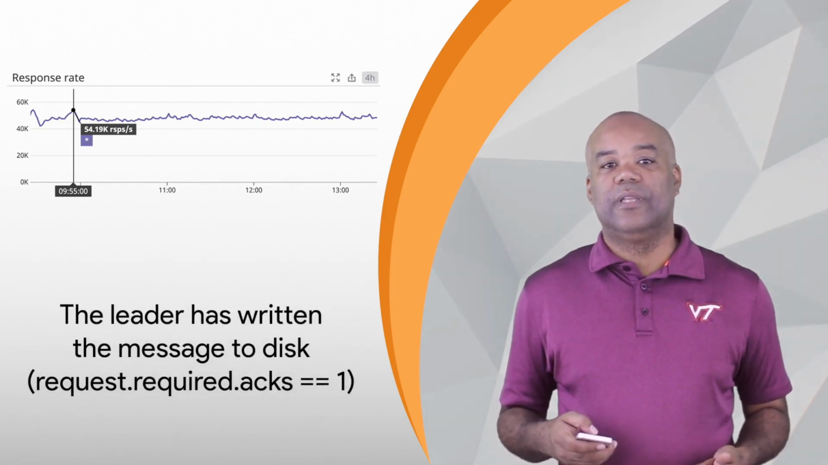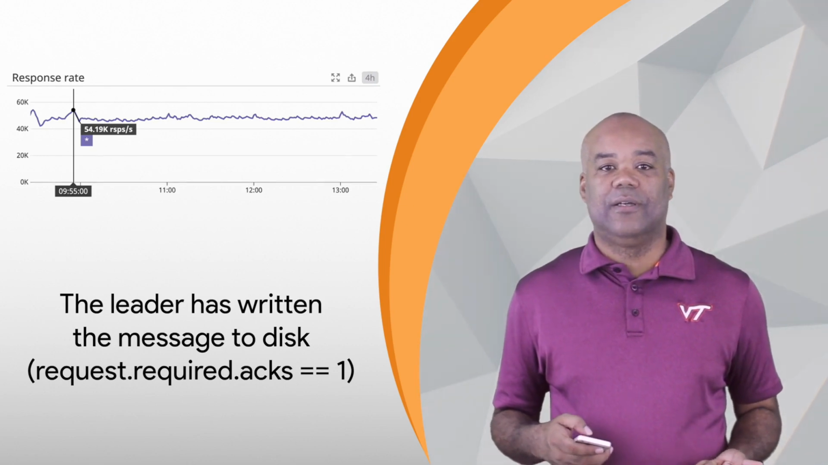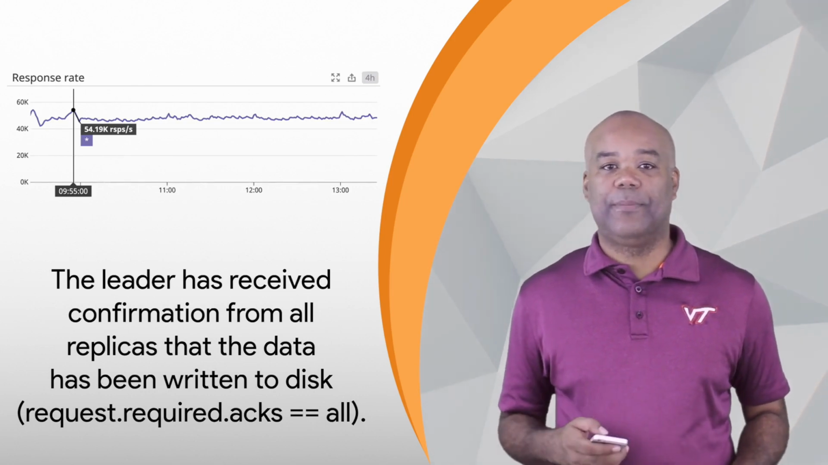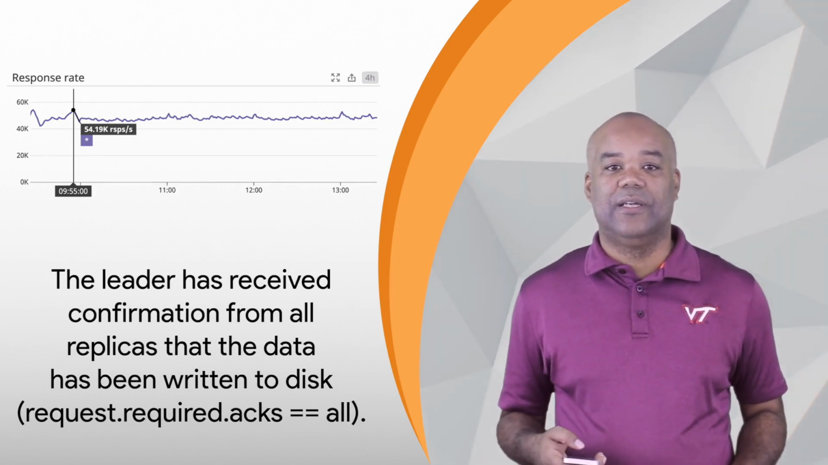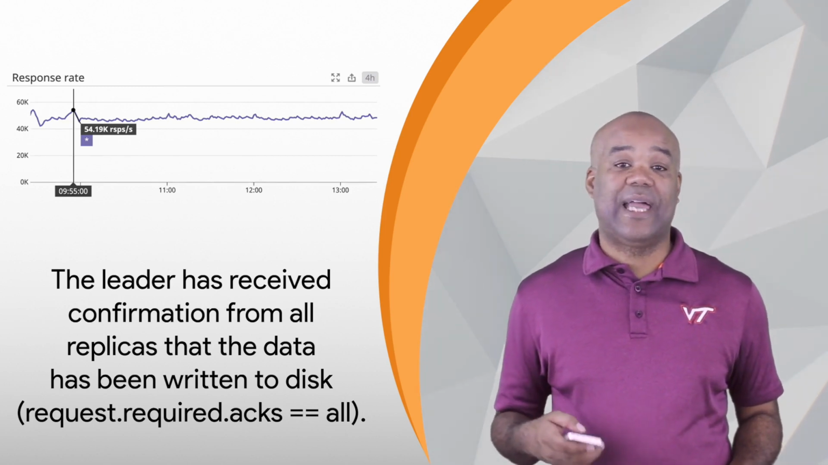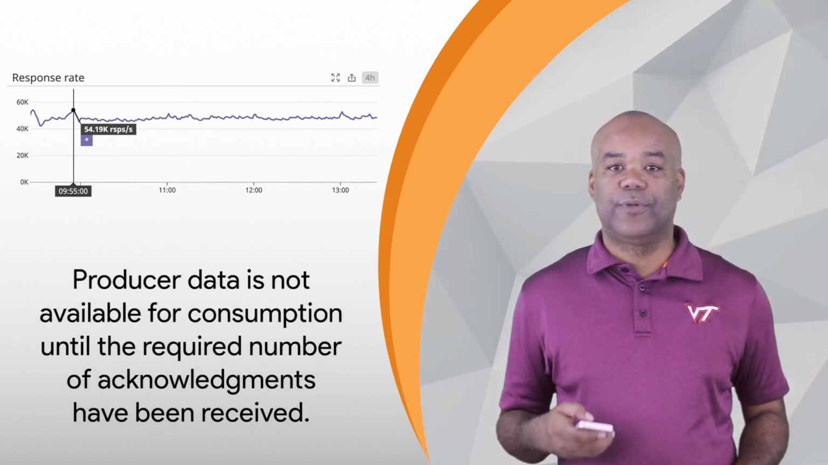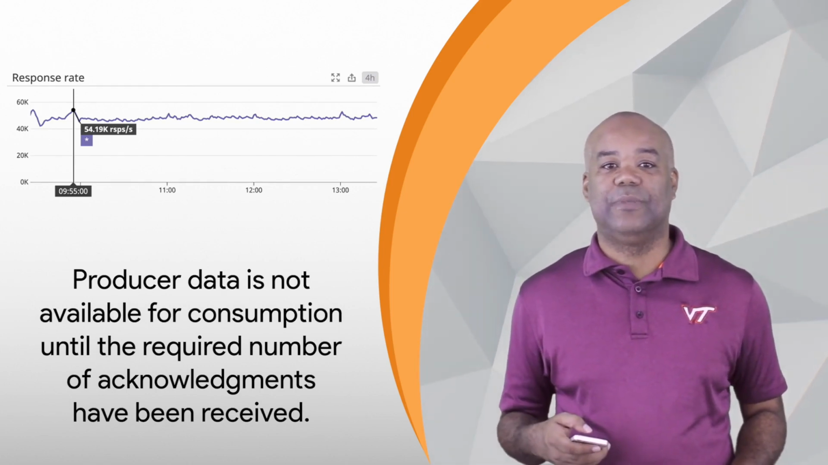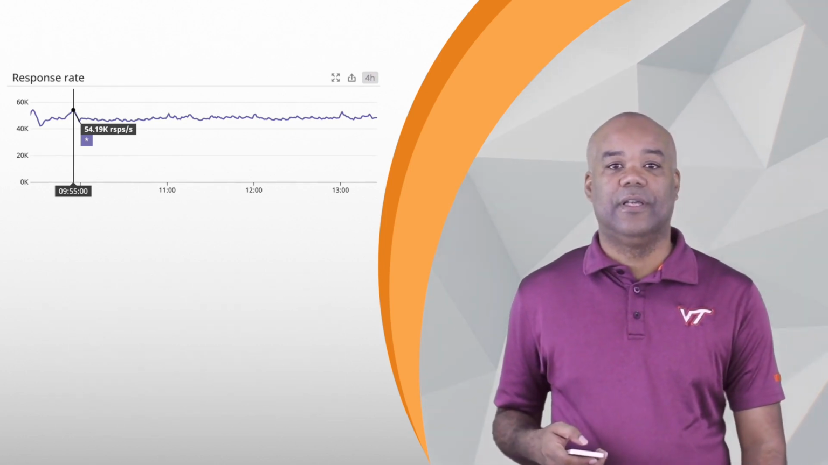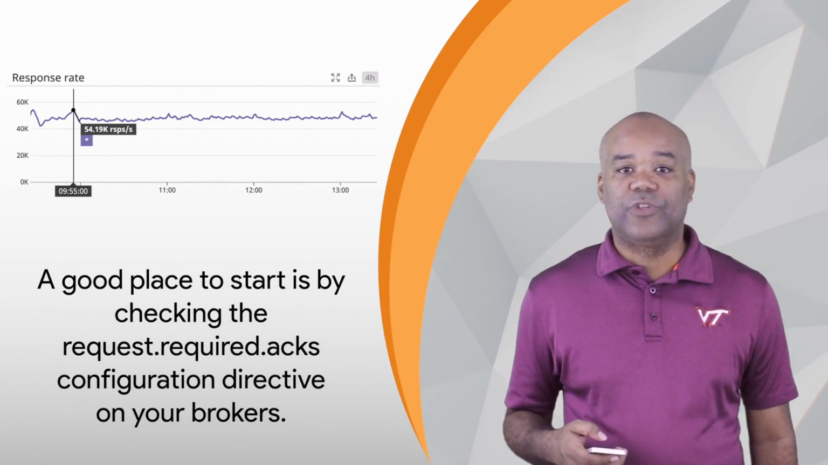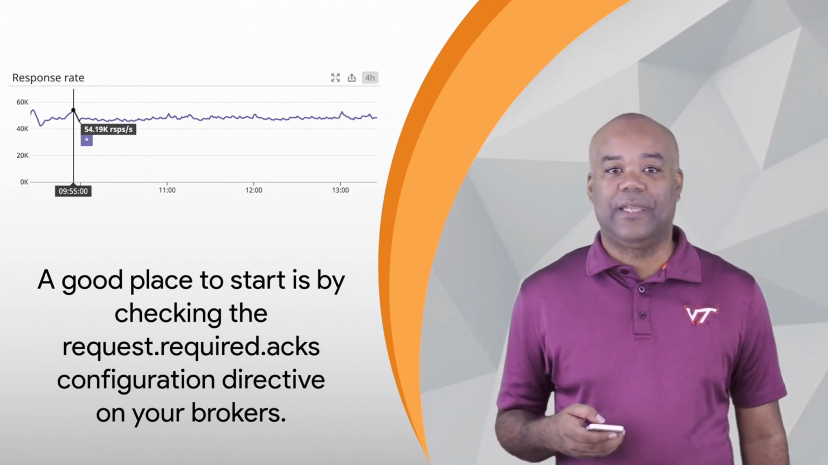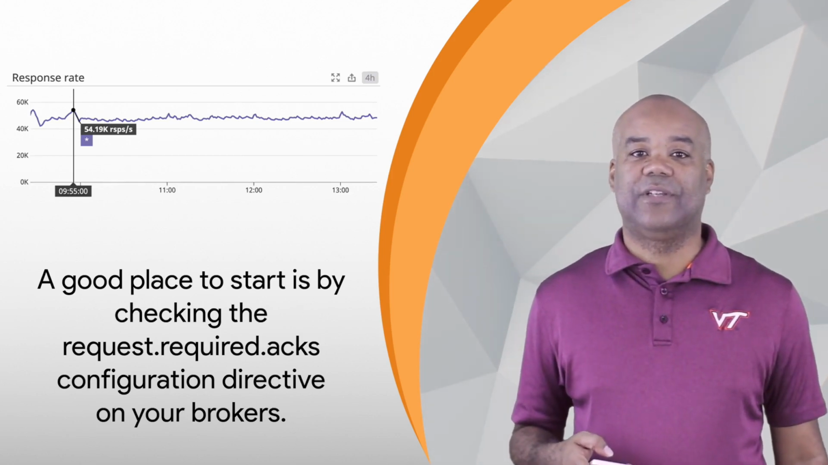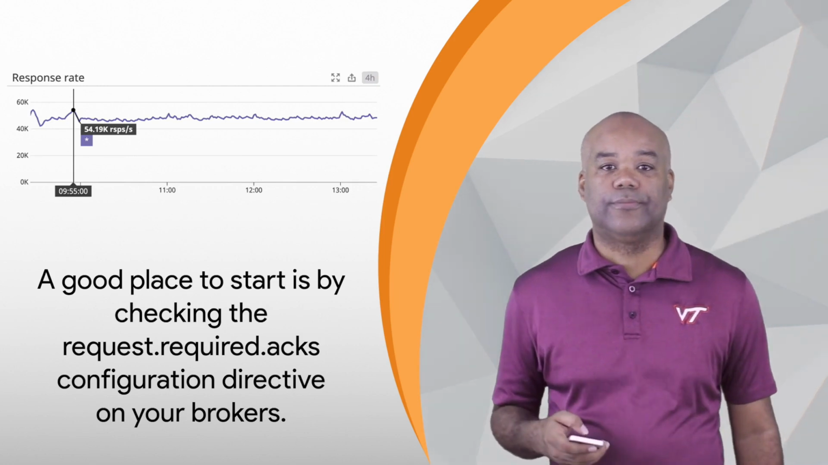Or the leader has written the message to the disk, acks equals 1. Or the leader has received confirmation from all the replicas that the data has been written to the disk. And this is request.required.acks equals all. The producer data is not available for consumption until the required number of acknowledgements have been received. So if you're seeing low response rates, a number of factors could be at play. And a good place to start is by checking that request.required.acks configuration directive in your broker.